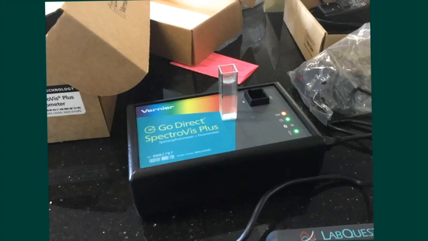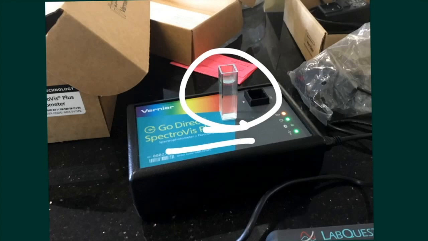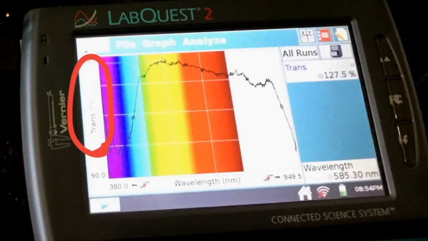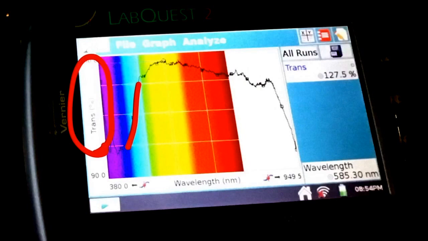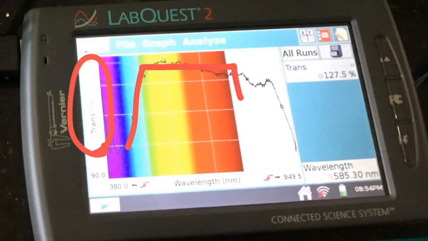Let's begin by placing this water sample into a spectrometer. And with the device set to show transmittance, you can observe that all of these colors of the visible spectrum are transmitted, exactly what you would expect from a transparent solution.